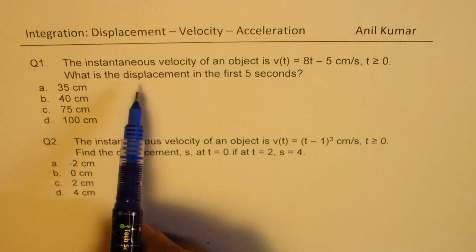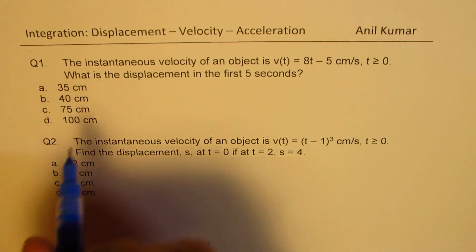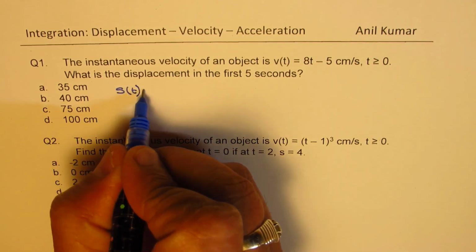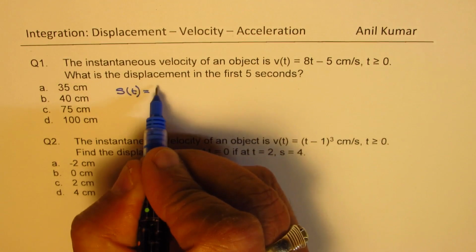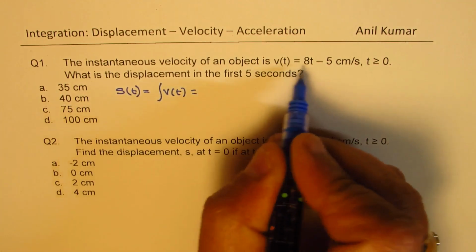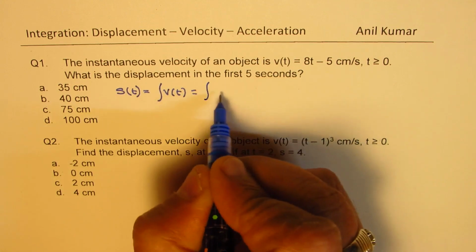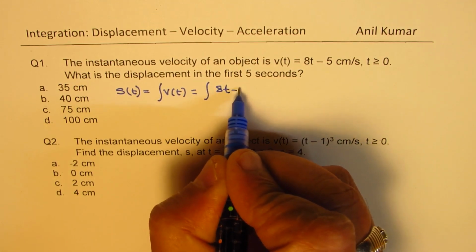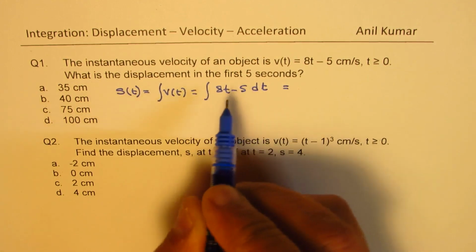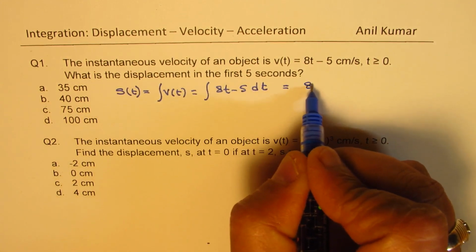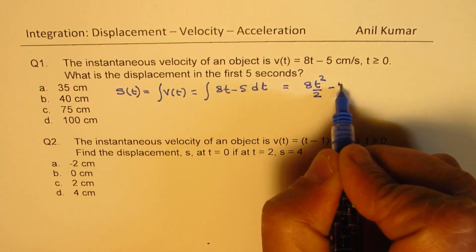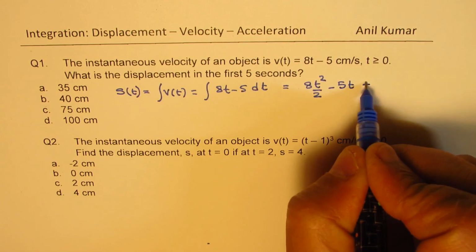So to begin with, we are interested in finding displacement, right? So displacement s of t is the integral of the velocity. We are given the velocity function, so let's integrate it. It is 8t minus 5 dt, and the integral of this will be 8 t square over 2 minus 5t plus a constant c.